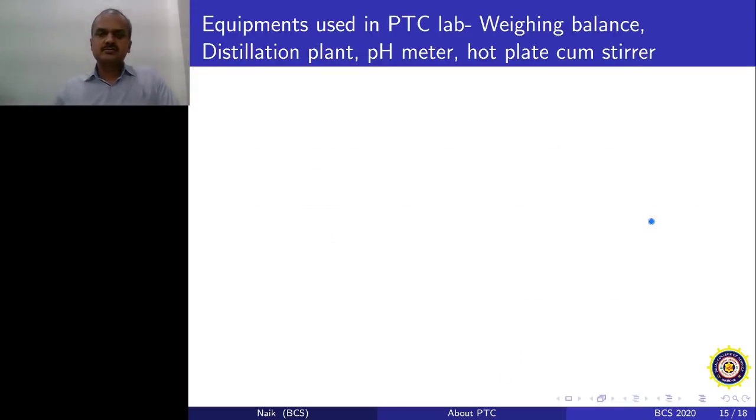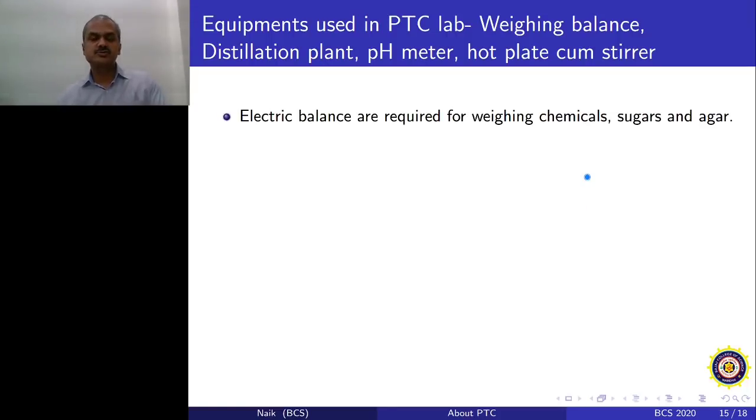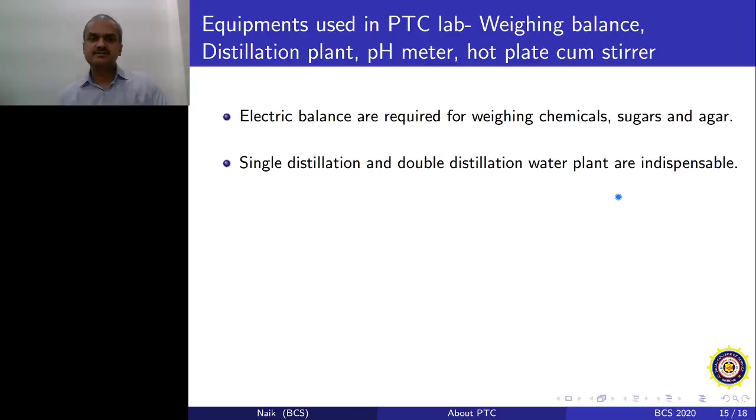Okay, so the next component of today's discussion is equipment which is used in a plant tissue culture lab, like weighing balance, distillation plant, pH meter, or hot plate cum stirrer. These are also important equipment for a plant tissue culture lab. Any electric or electronic balance is required for weighing chemicals, sugars, agars, different types of inorganic salts. We need to weigh all these salts, and therefore you require a very good quality fine balance.